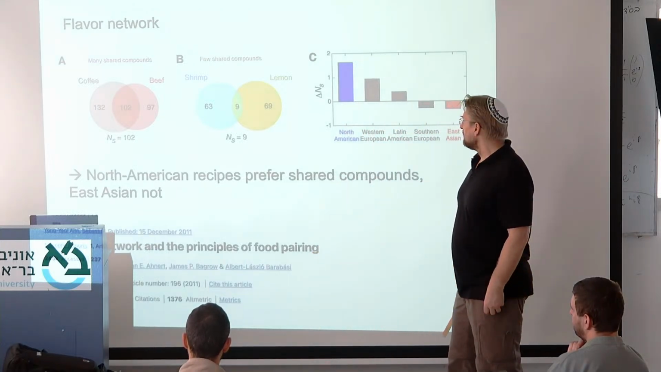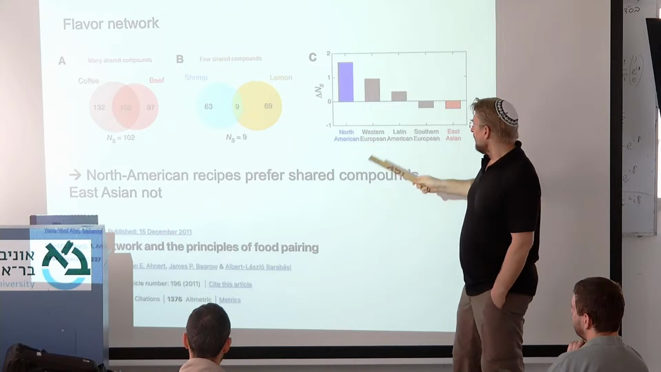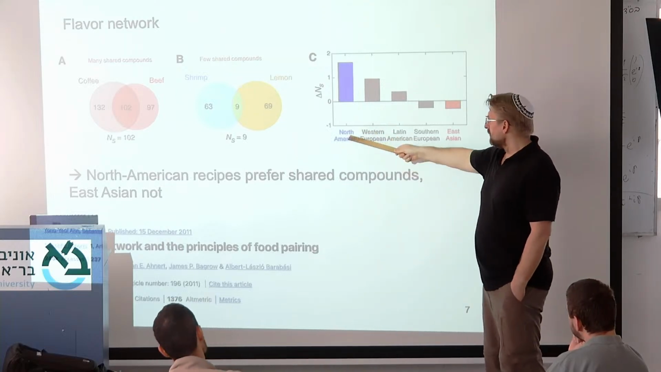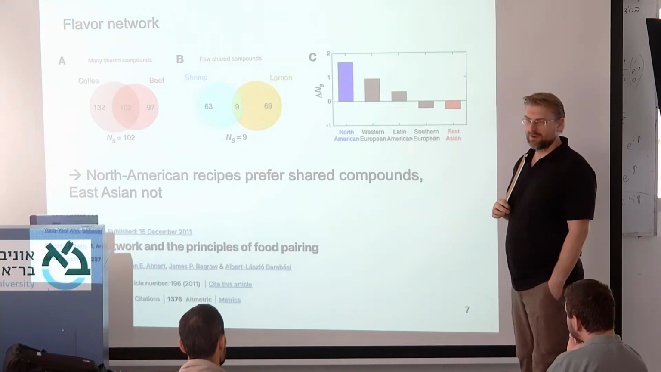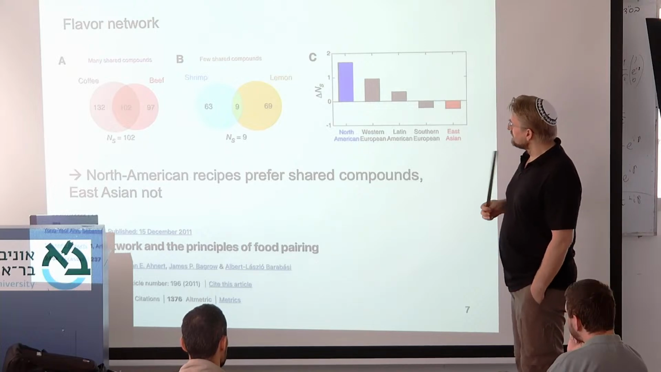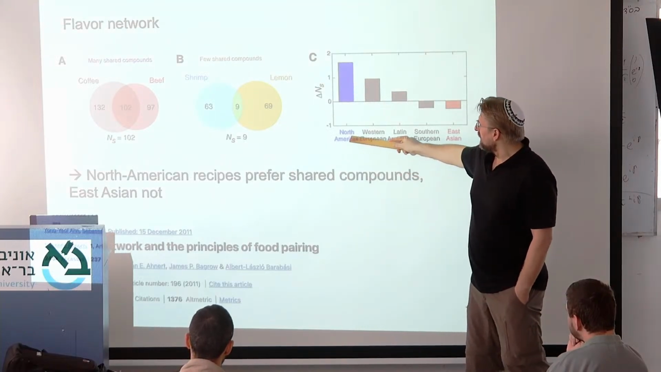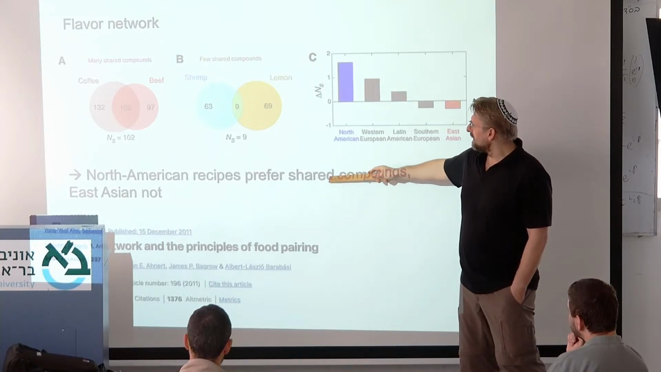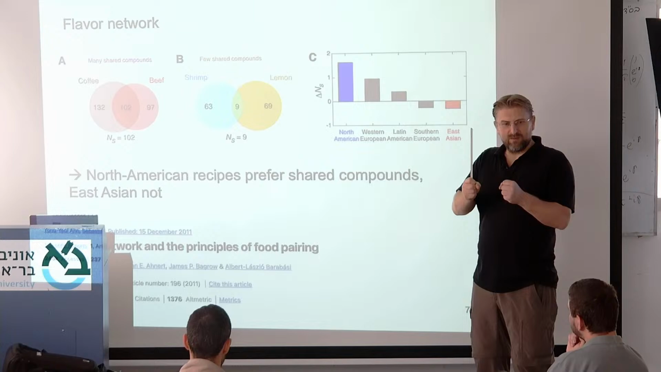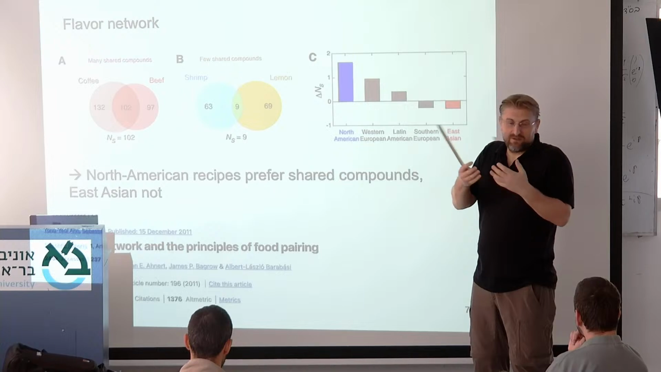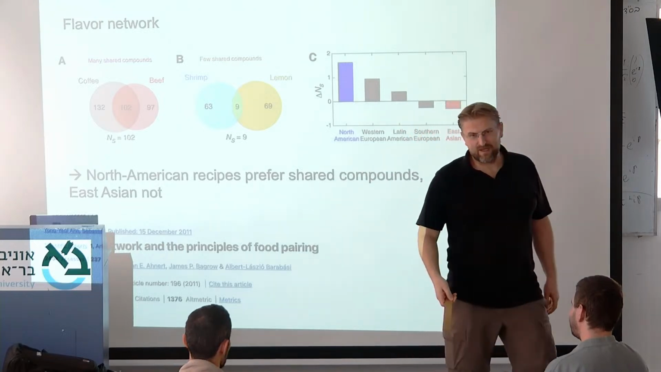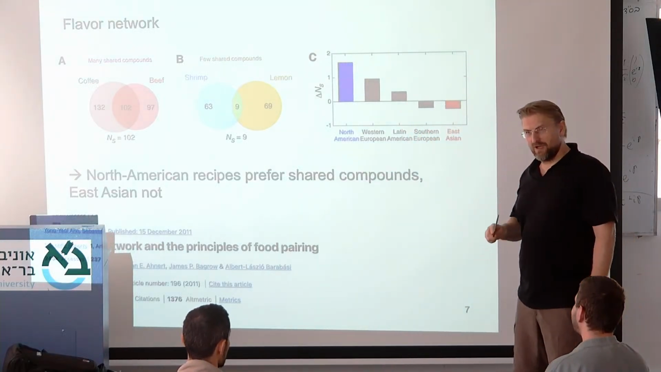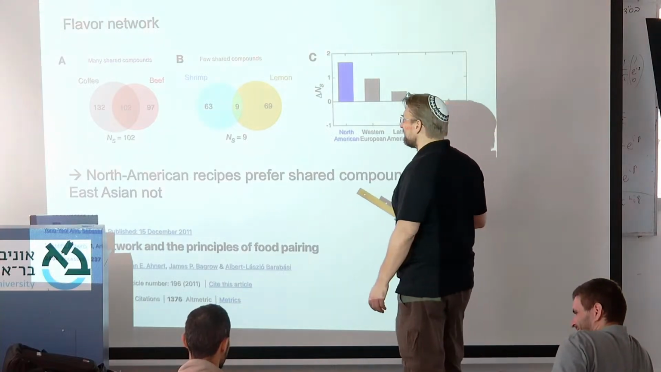Okay? And then they went through recipes at different places on Earth. North America, Western European, Latin America, Southern European, and East Asian. Okay? And the funny thing is that in North America, they prefer to eat things that have a lot of shared components. Okay? So French fries and hamburger have, I don't know, maybe. Or here, drink a coffee with your beef. Okay? Make sure that you take halal soya. That it's at least kosher.